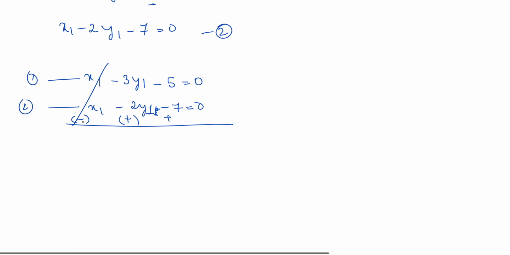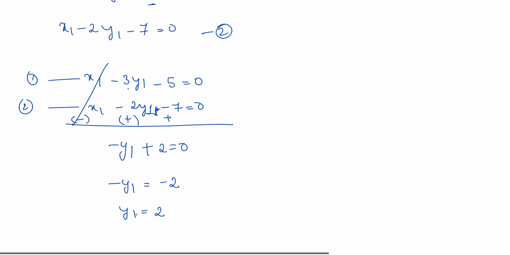x1 minus x1 gets cancelled. Minus 3y1 plus 2y1 is minus y1. Minus 5 plus 7 is plus 2 is equal to 0. Minus y1 is equal to minus 2. y1 is equal to 2.